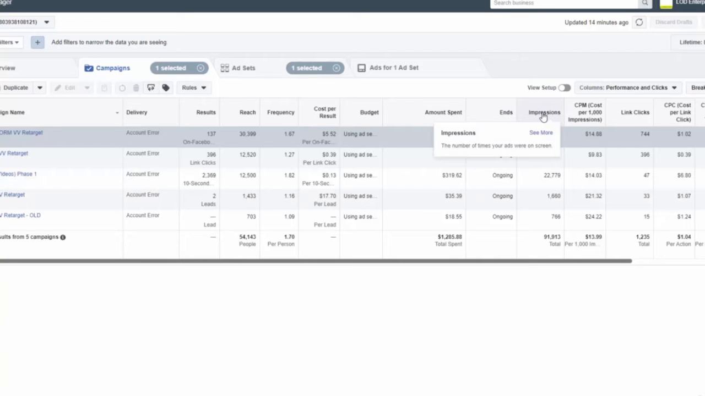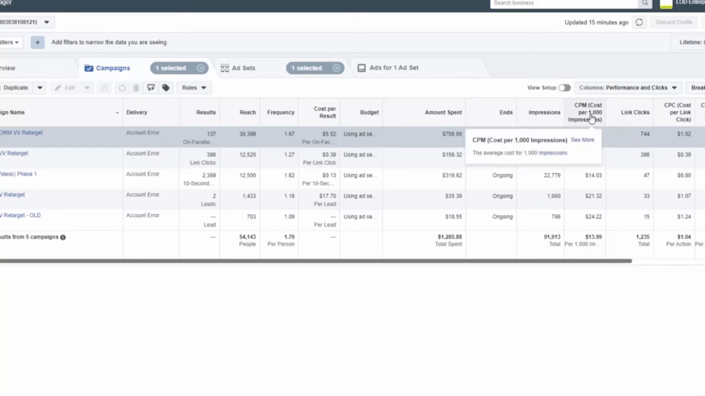And so here on the impressions, this is the number of times that our ads were on screen, okay? This is how many times our ad actually showed to different people. And, you know, maybe they didn't see the ad or they skipped through it, but it's the amount of times that the ad was actually placed out there for people to look at, okay? How many impressions we had here. And so here we can see we had 91,000 impressions.